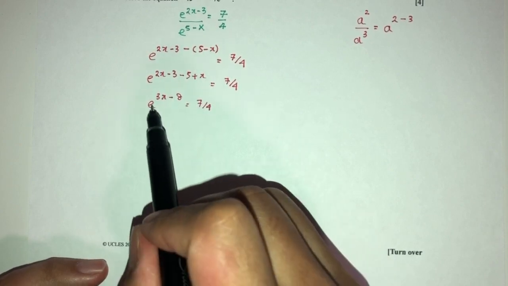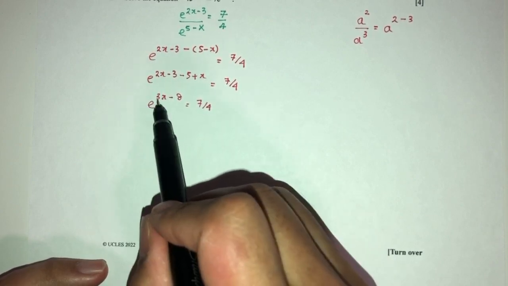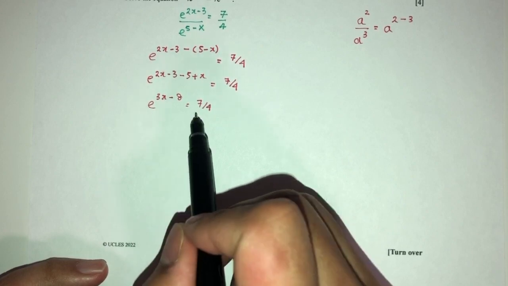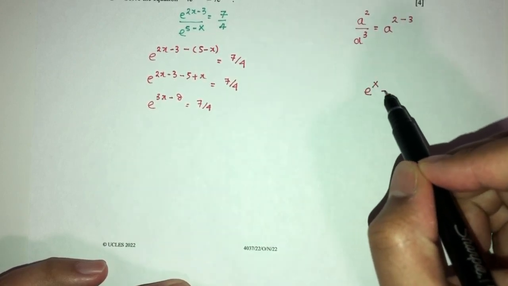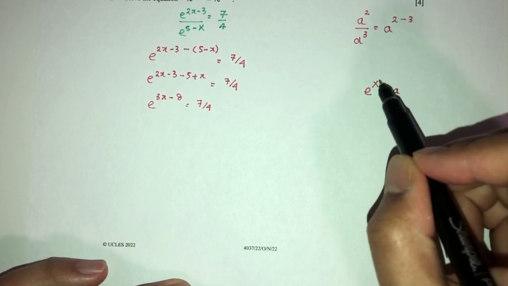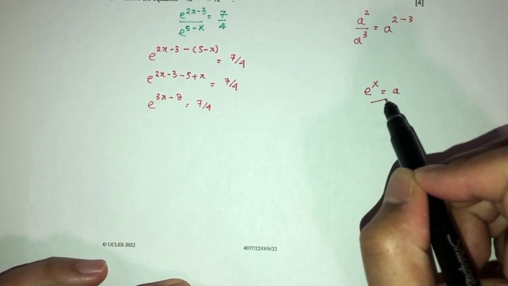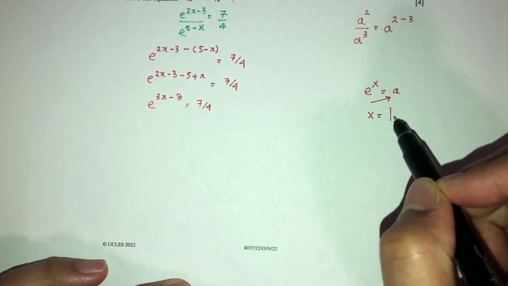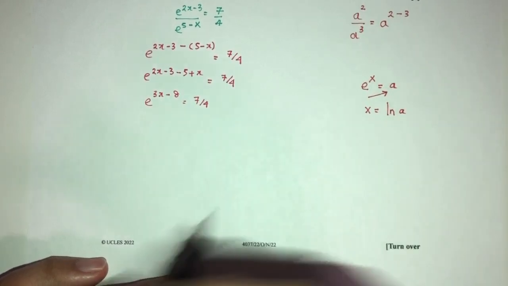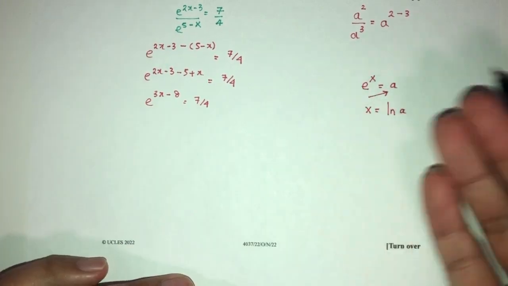And then finally, obviously to find the value of x, I have to send this over here. For example, let's say if I have exponential x is equal to a. To find x, I have to send the base over here. So it will become x is equal to ln of a. Okay, well, we don't send exponential directly.